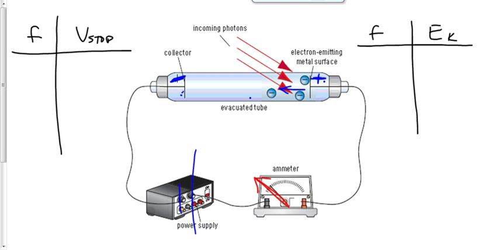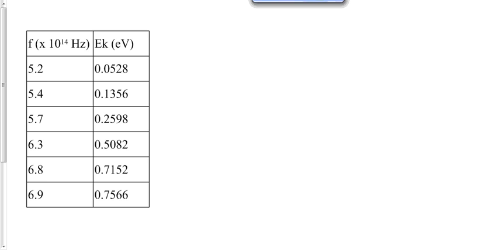I'm going to show you a couple of graphs here. The first one being this graph, because far and away, this is the most common one that we see, F in EK. So let's say we got this data right here for frequency and EK max. EK max, which remember came from QV stop. Remember our original data table was frequency and stopping potential. We converted stopping potential to EK max, and let's say this is what we end up with.